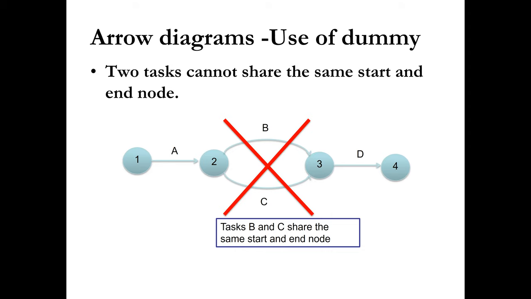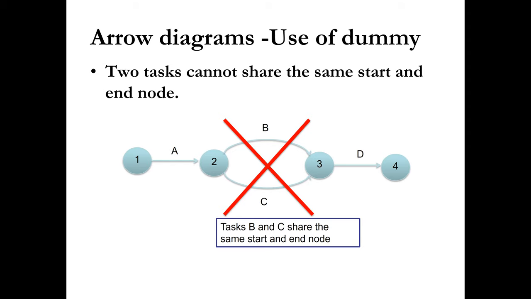So if this happens, this is wrong in an arrow diagram, and the computer gets confused, because two activities start from the same point and finish at the same point. So in this case, we have to add a dummy activity to satisfy this law: two tasks cannot share the same start and end nodes.